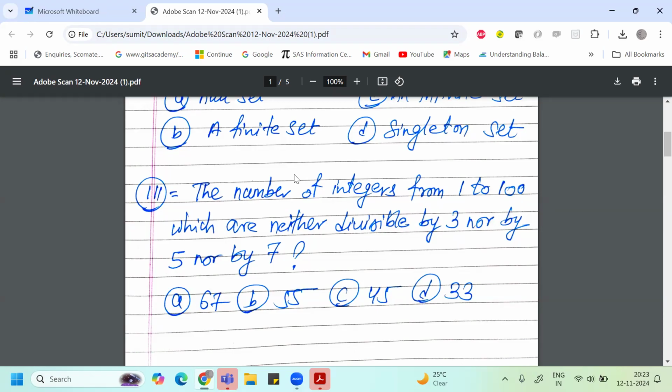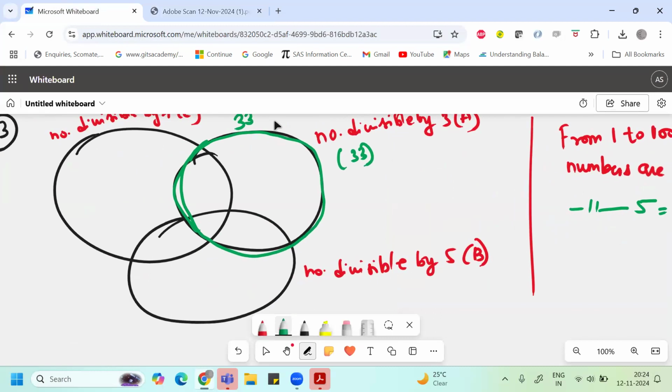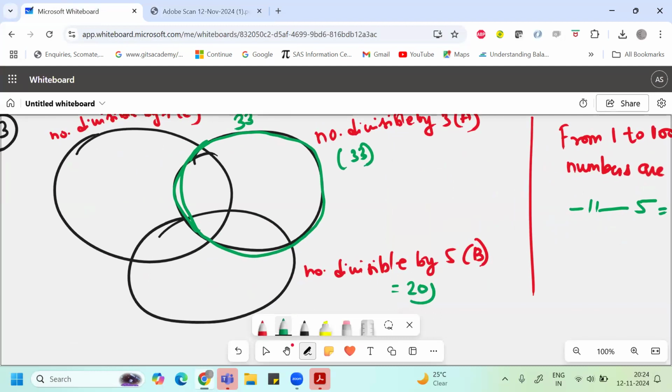Because I've seen that kind of question in the past, at that moment I took a pause and read the question again. Then I was very sure they're asking from 1 to 100, meaning 100 is included here. So the total number divisible by 5 is 20. Have you understood this part? The total number from 1 to 100 divisible by 5 is 20. Same way, if I do it for 7, what would be the answer?